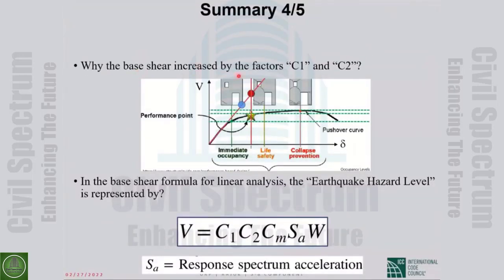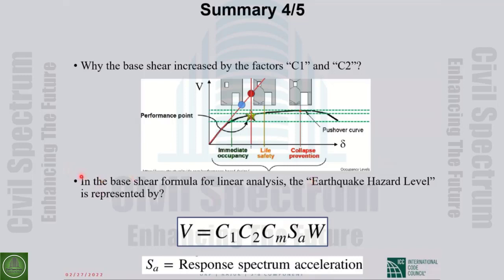Why is the base shear increased by factors C1 and C2? Because we want our simplified, simple, elastic analysis to give the same displacement as the building in real, non-linear behavior. So if it doesn't, we should increase the base shear to give the same estimation.